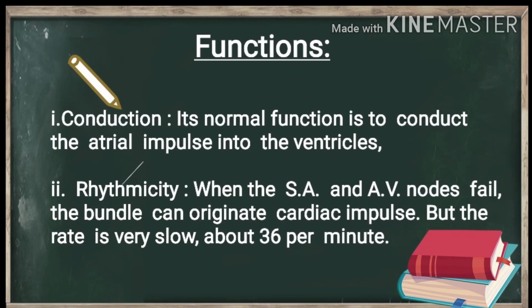The functions of bundle of His. First function is conduction. Its normal function is to conduct the atrial impulse to the ventricles, and the second role is rhythmicity. When the SA node and AV node fail, the bundle can originate cardiac impulse, but the rate is very slow, about 36 per minute.